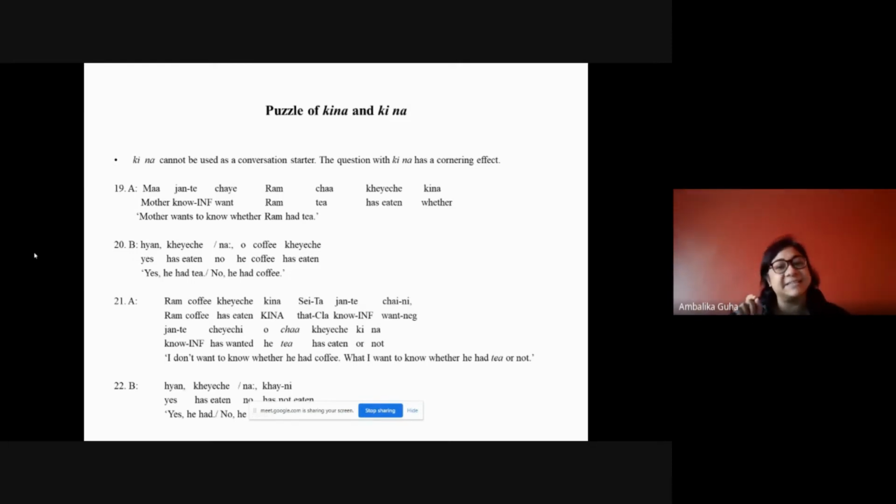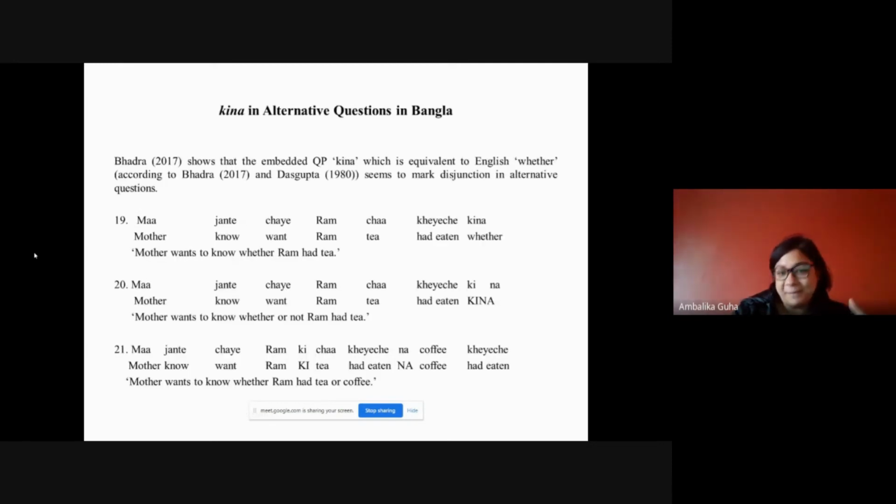In this case, the addressee B can answer only by saying yes or by saying no. The addressee B is forced to choose between these two alternatives. B cannot say here, na o coffee kheche. That will be absolutely infelicitous in this occurrence. So based on this, I assume that 20, where ki and na are separated, and 19, where ki na are concatenated together, do not have identical meaning, because 19 has an embedded polar reading, and 20 has an alternative reading or a polar alternative reading.